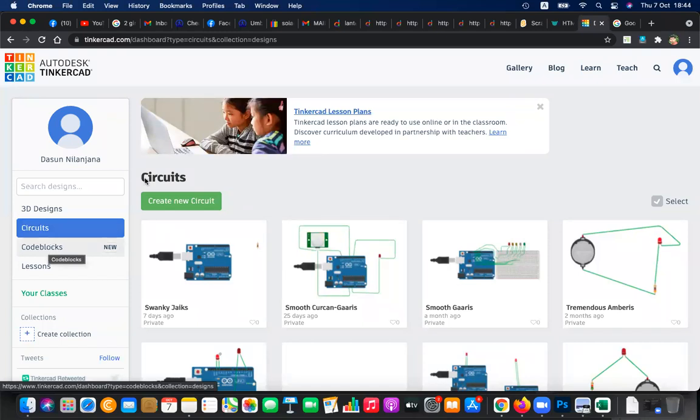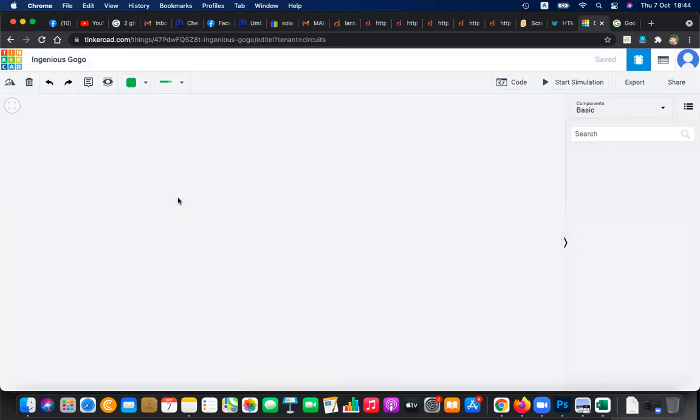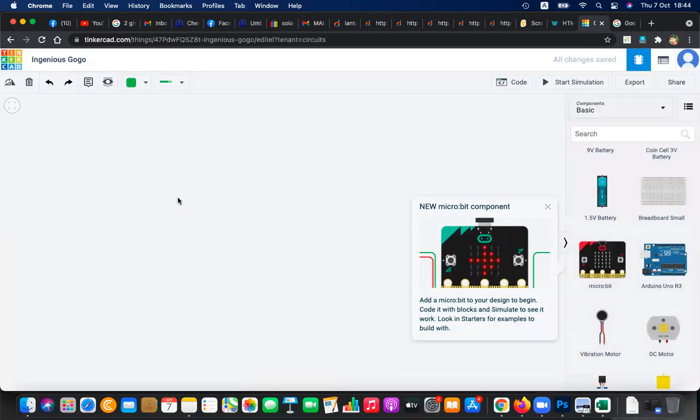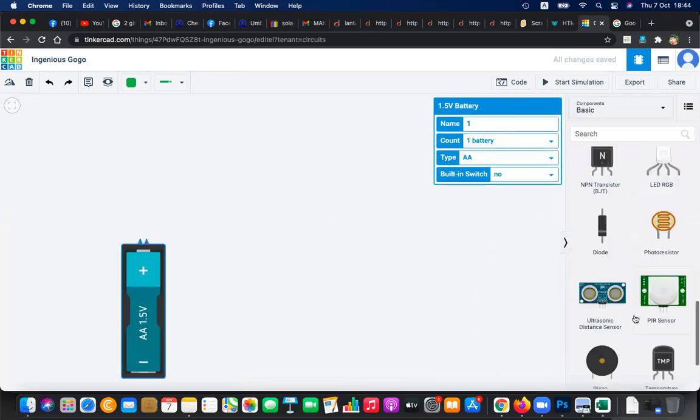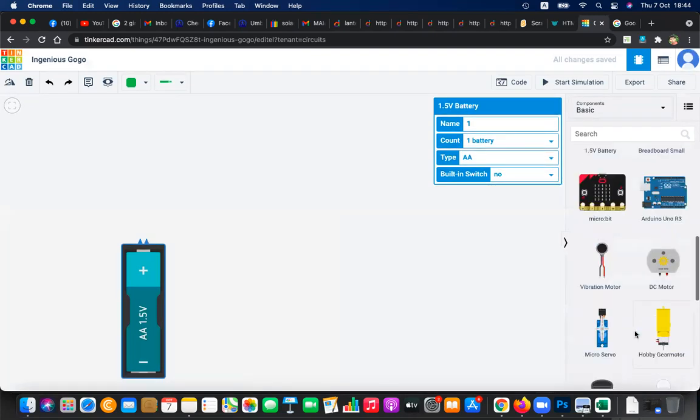Okay, let's go to the digital circuit, new circuit. If you want to create that, this is called virtualization. You don't have the equipment, but you can create it using the computer and see how it works. So let me do a small thing. I have a battery, and then I have an LED bulb also.